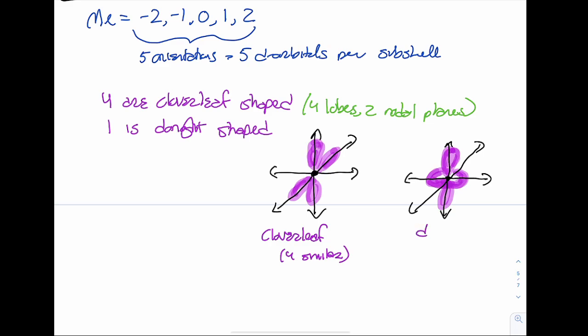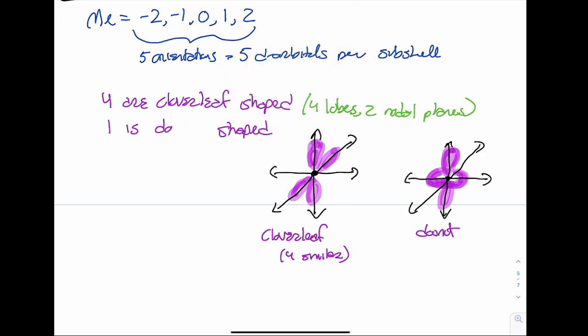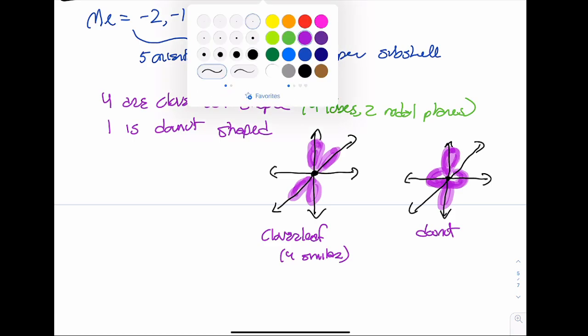And then this is my donut, which I spelled wrong up here, didn't I? Sorry about that. Oop, and I spelled it wrong again. Donut's a weird word to spell. A lot of words are weird to spell. So these guys, 5 orientations.